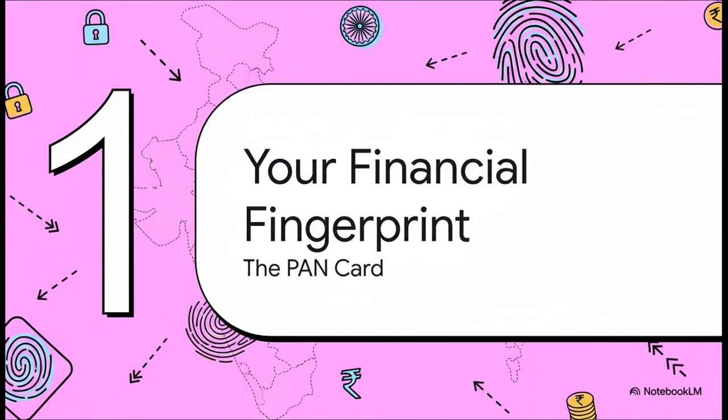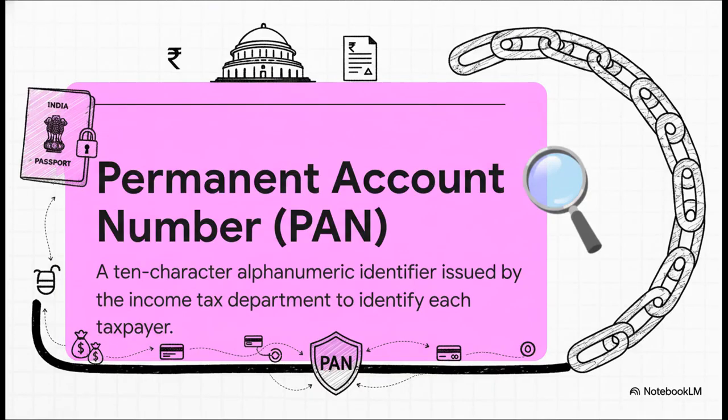Okay, first things first. Before you can even think about paying taxes or filing returns, you need something that I like to call your financial fingerprint, and that is your PAN card. So, PAN stands for Permanent Account Number. It's this unique 10-character code that the Income Tax Department gives you. Honestly, think of it as your financial passport. It's not optional, and it's what connects pretty much every major financial move you make directly back to you.